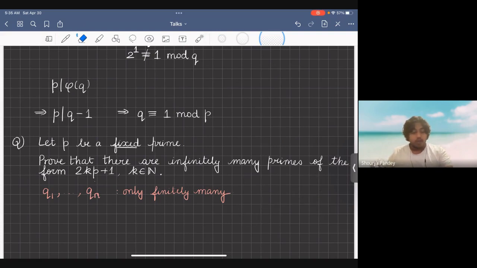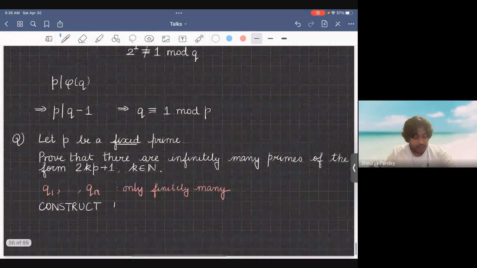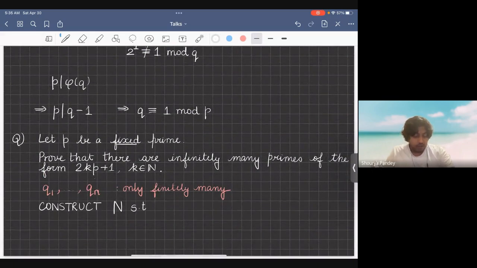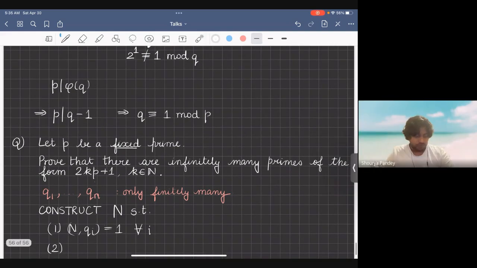So I want to construct a number n such that n and qi are co-prime for all i. Can you tell me what my idea for this construction is? Yeah, just give me a minute.